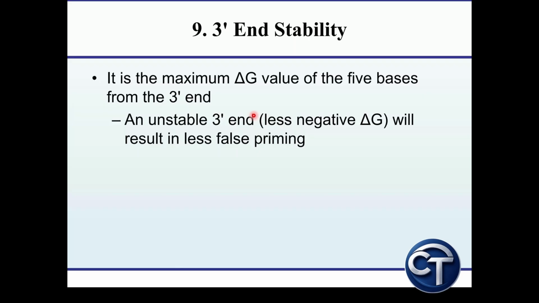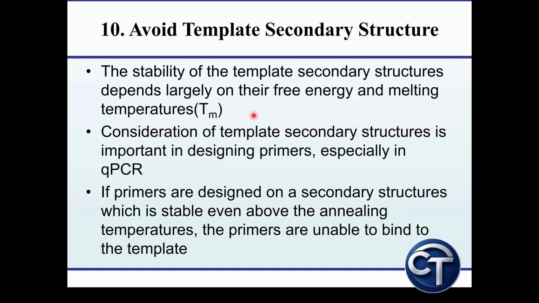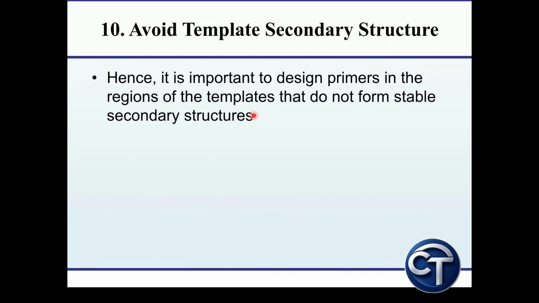3' end stability is very important. It is the maximum delta G value of the 5 bases from the 3' end. An unstable 3' end will result in less false priming. And a very important factor is to avoid template secondary structure. The stability of the template secondary structure depends largely on its free energy and melting temperature. If a primer is designed on a secondary structure which is stable even above the annealing temperature, the primers are unable to bind to the template. Hence, it is important to design primers in regions of the template that do not form a stable secondary structure.